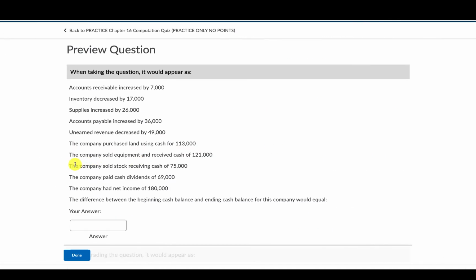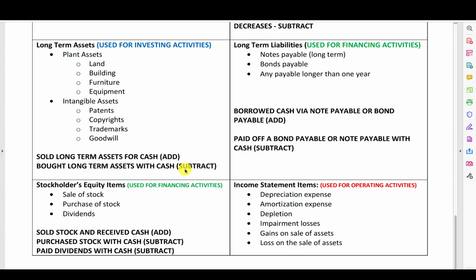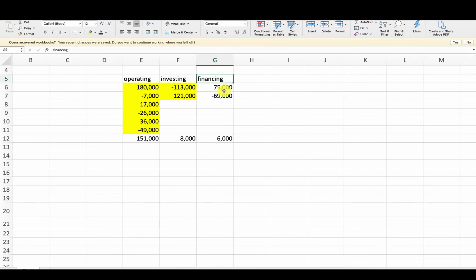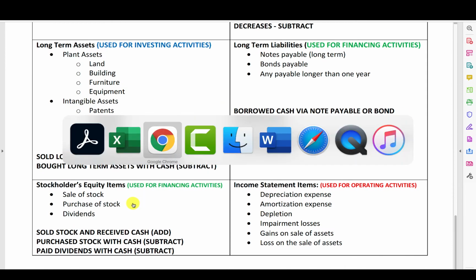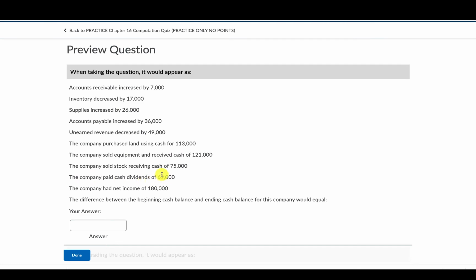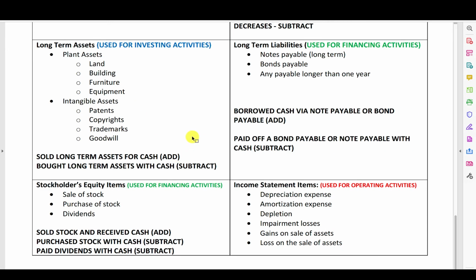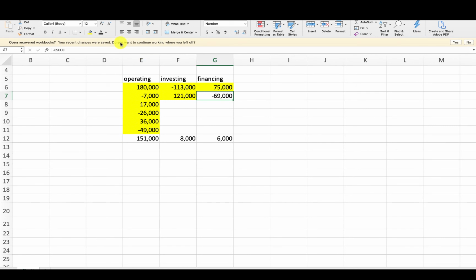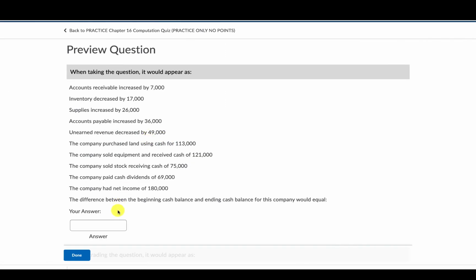So here we've got two things. The company sold stock receiving cash of $75,000. So they sold stock and they received cash of $75,000, so that's going to be positive. And then it says that they pay cash dividends of $69,000. So we're going to have to minus $69,000, and we sum those together and we get $6,000. So now we have operating, investing, and financing. When we add these three together, we get $165,000, and that is your answer.